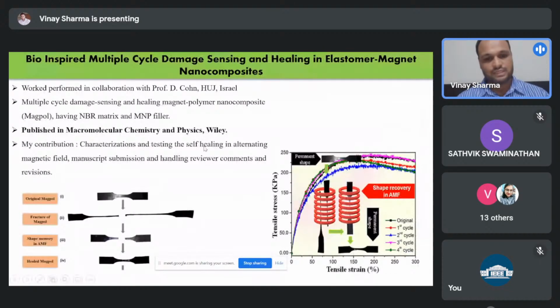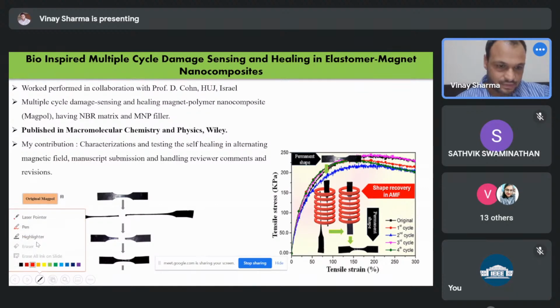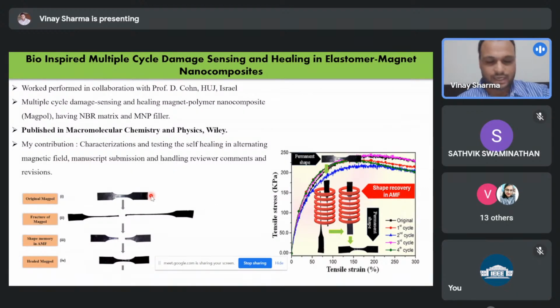Another one is this. So you see bio-inspired multiple cycle damage sensing and healing in elastomer magnetic nanocomposites. Just to give you an idea, what we did here is we created some magnetic nanoparticles, this dark brown color, and we mixed these magnetic nanoparticles inside some fillers. So these fillers are the composite materials.